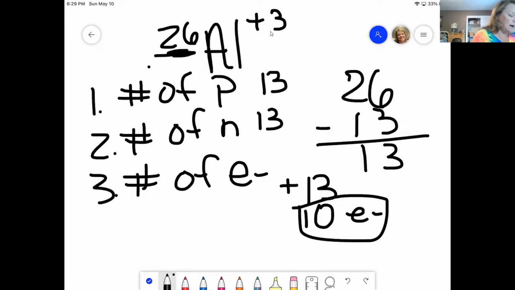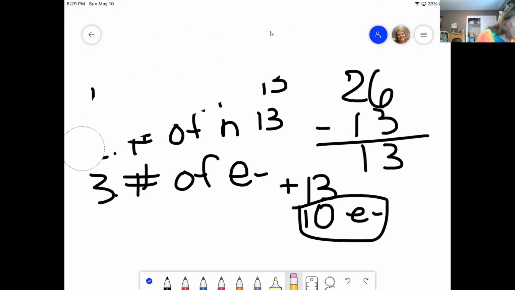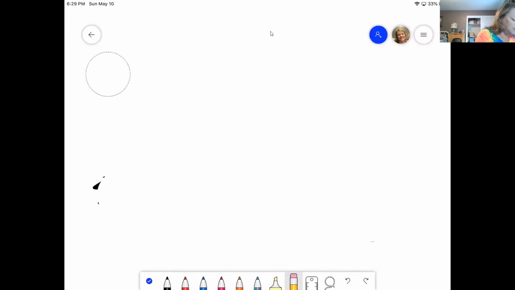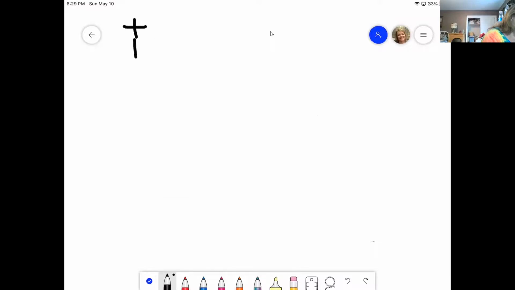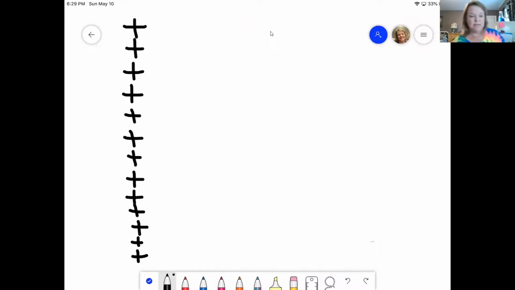But let me show you how you could do this a little bit more visually for the visual learners. You guys are going to see this again, so don't worry. Let's take all the protons for aluminum. Let's take them out of the nucleus and stretch them out in a straight line. 1, 2, 3, 4, 5, 6, 7, 8, 9, 10, 11, 12, 13. Let's close them in there. That represents the charge that the nucleus has.